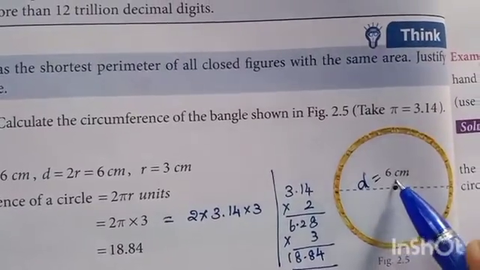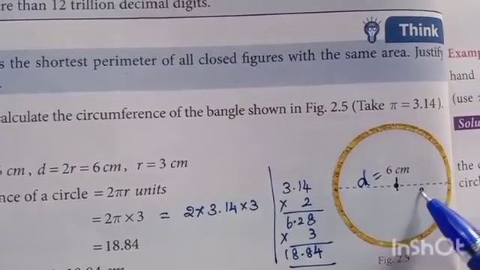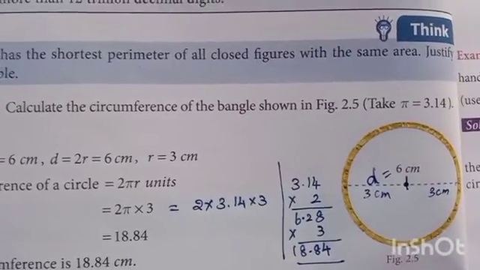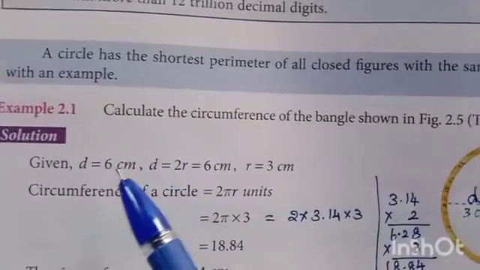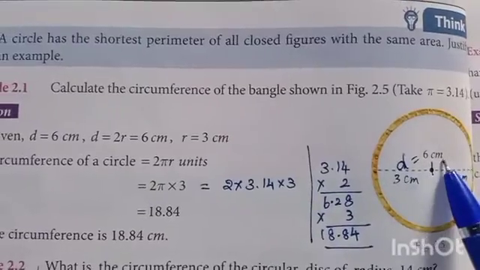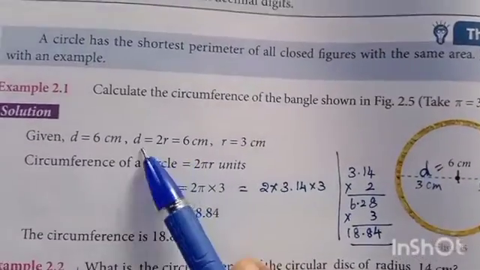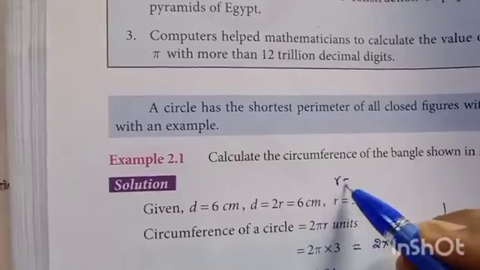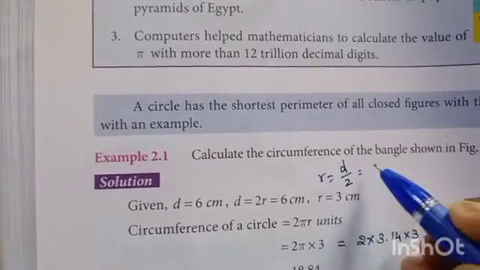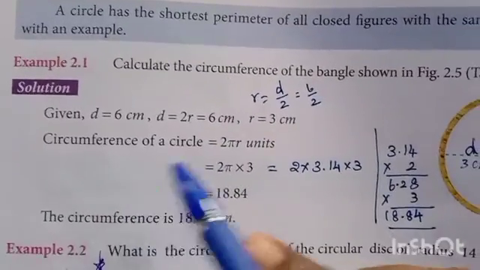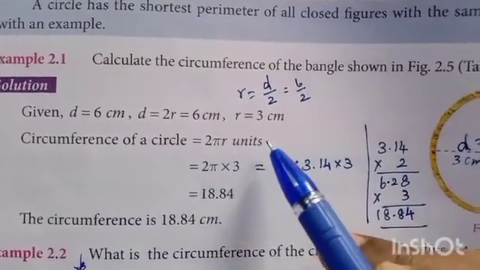So half of this diameter is called the radius, so this is 3 centimeter. First, write what is given in this diagram: D is equal to 6 centimeter. D is equal to 2r, 2 times radius, so r is equal to D by 2. That is 6 by 2, equal to 3 centimeter. Write the formula: circumference of a circle is equal to 2 pi r units.